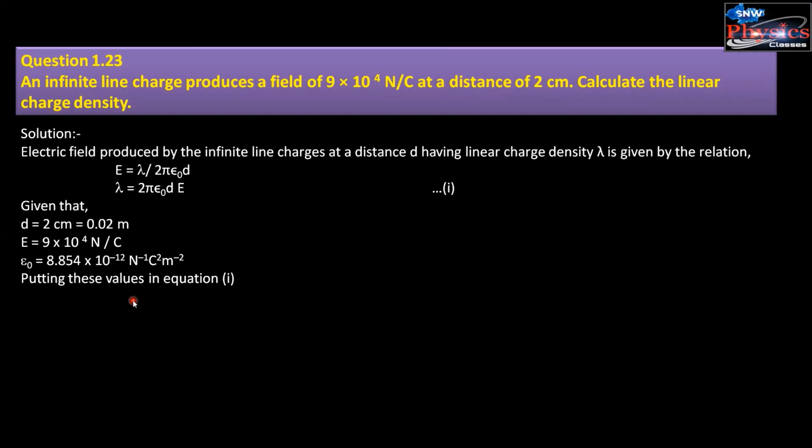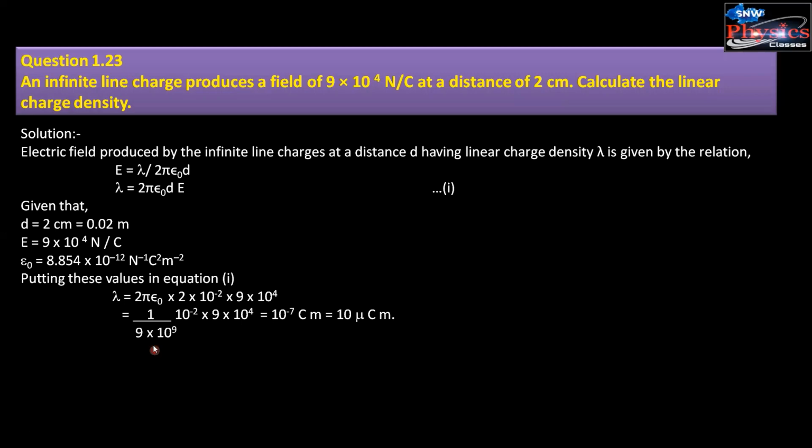Okay. Now putting these values in equation 1, lambda is equal to 2 pi epsilon naught into 2 into 10 to the power minus 2. ठीक है, इस 2 सेंटीमीटर को हम लोगों ने मीटर में कन्वर्ट किया. ये पूरा जो हमारा एक्सप्रेशन है that is the distance d into E that is 9 into 10 to the power 4. ठीक है, 2 into 2 we will get 4 pi epsilon naught. ठीक है, 1 by 4 pi epsilon naught की वैल्यू है 9 into 10 to the power 9. तो 4 pi epsilon naught की वैल्यू हो जाएगी 1 by 9 into 10 to the power 9.